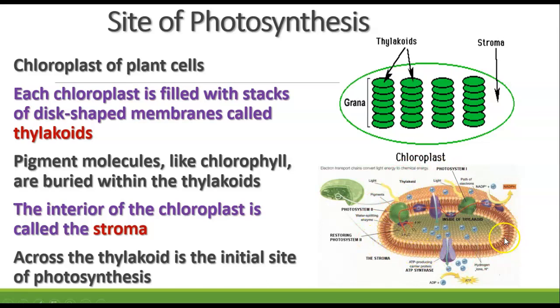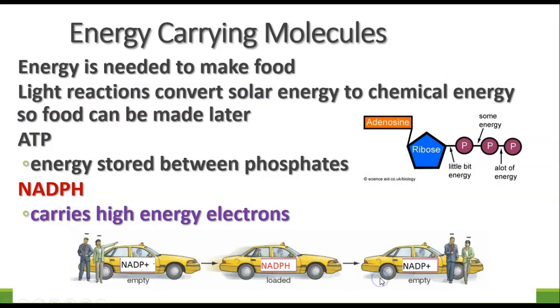You can see the phospholipid bilayer, and it has proteins embedded in it, and that's where a lot of the reactions occur. The pigment molecules are buried within the thylakoid membranes in these photosystems. The interior of the chloroplast, outside the thylakoid membranes, is called the stroma, and the main part of the light-dependent reactions is going to occur across the membrane of the thylakoid.